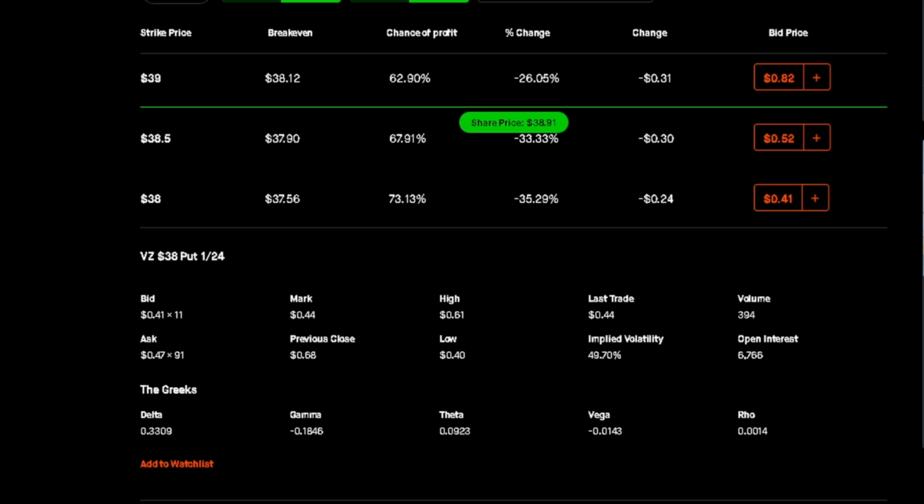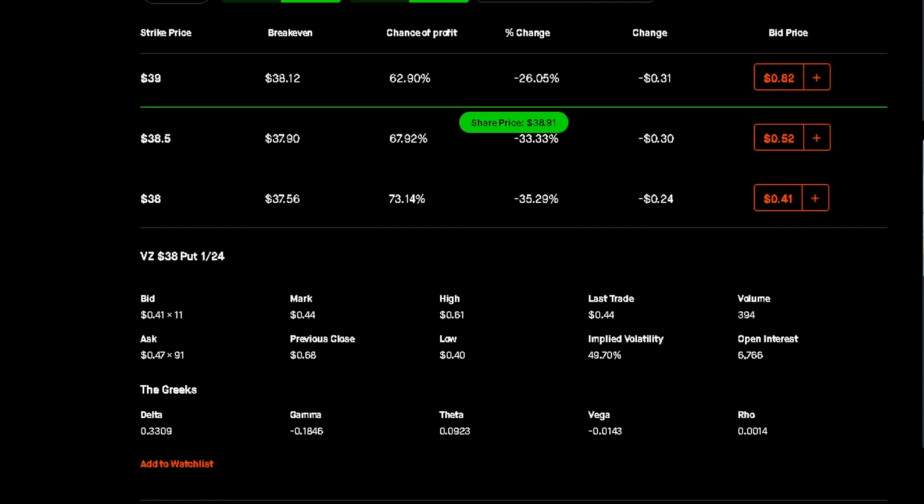Now let's talk about implied volatility. Here on Robinhood, that's right here. It just says implied volatility, and this is a big one to understand when you're selling options because it directly affects how expensive the options are. Implied volatility, or IV, is essentially the market's expectation of how much the price of the stock will move in the future. Higher implied volatility means that the market expects larger price swings, and as a result, options premiums are higher. Lower implied volatility suggests smaller price movements, leading to cheaper options.